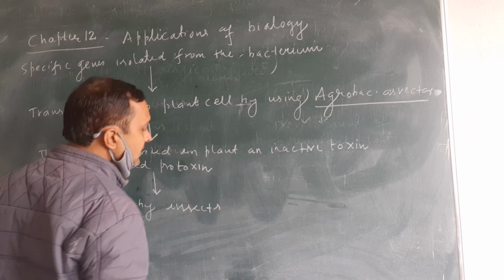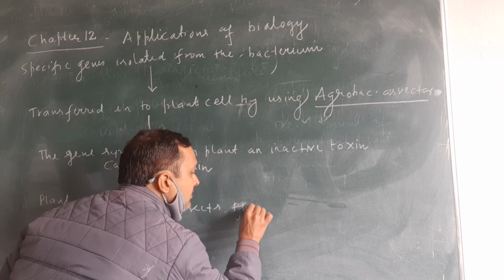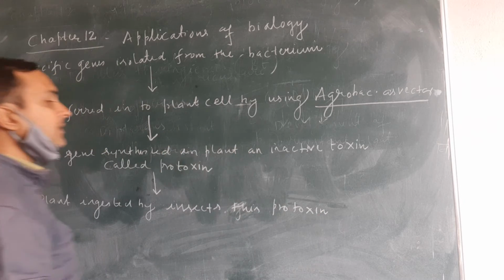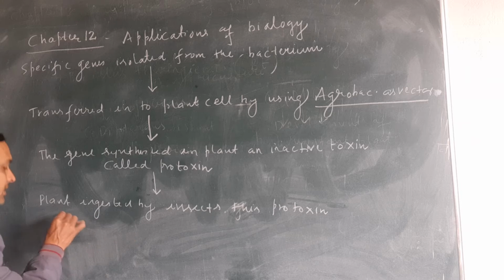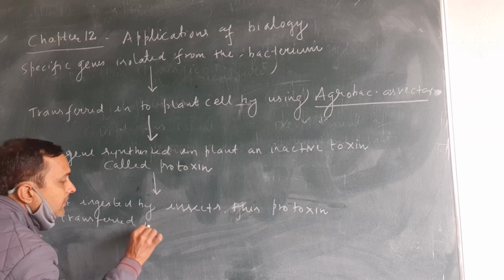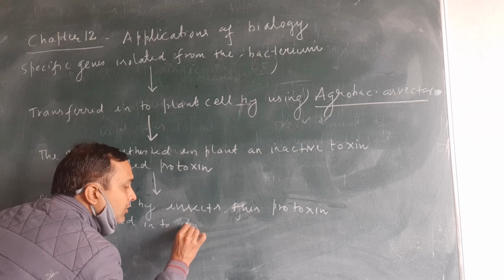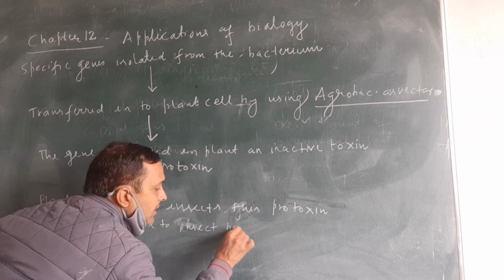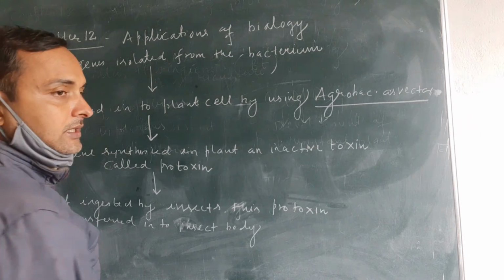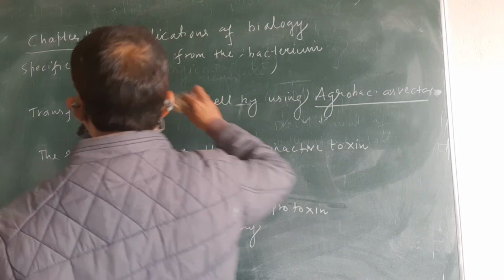When the same plant is ingested by insects, this protoxin, the inactive form of the toxin, is transferred into the insect body.